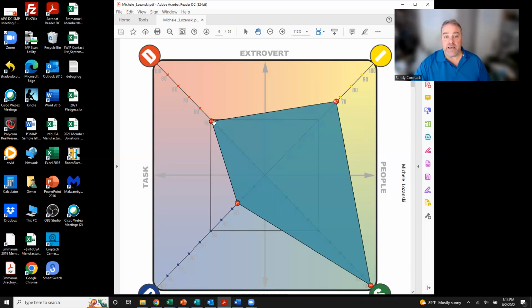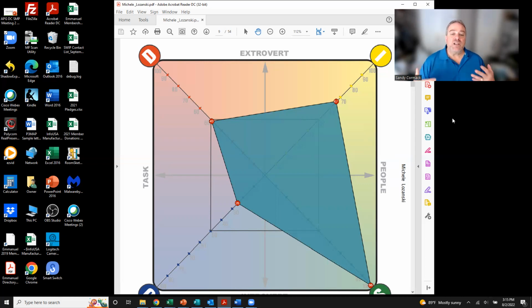You also see that if you have high D and high C, you tend to be more task-oriented. If you have high I and high S, you tend to be more people-oriented. So this person is a more people-oriented person. Probably really enjoys working with people, doing things with people. She might be in customer service or something like that, where she's interacting with people all the time.